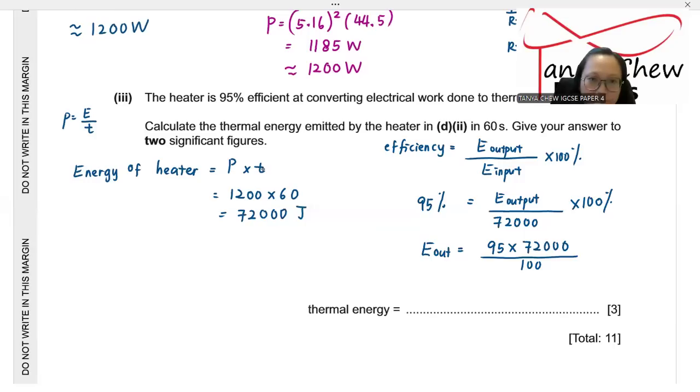So if I want to put it in terms of two significant figures, I'll put it as 6.8 times 10 to the power of 4 joules. So 6.8 times 10 to the power of 4 joules is the answer.